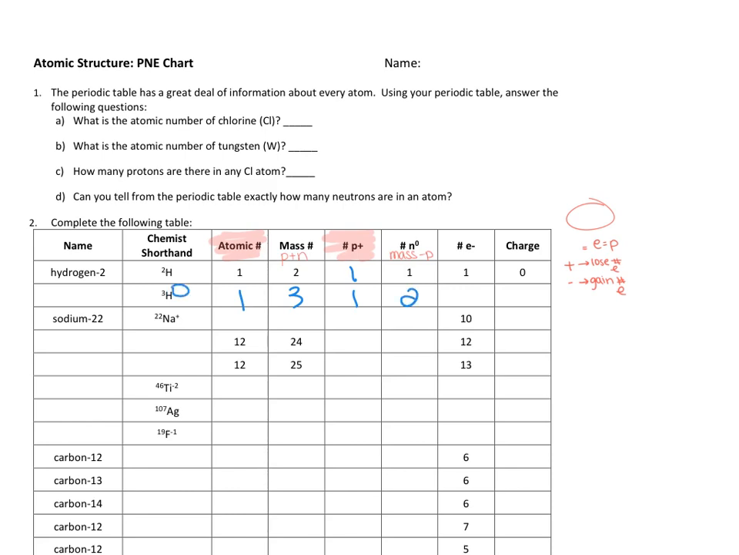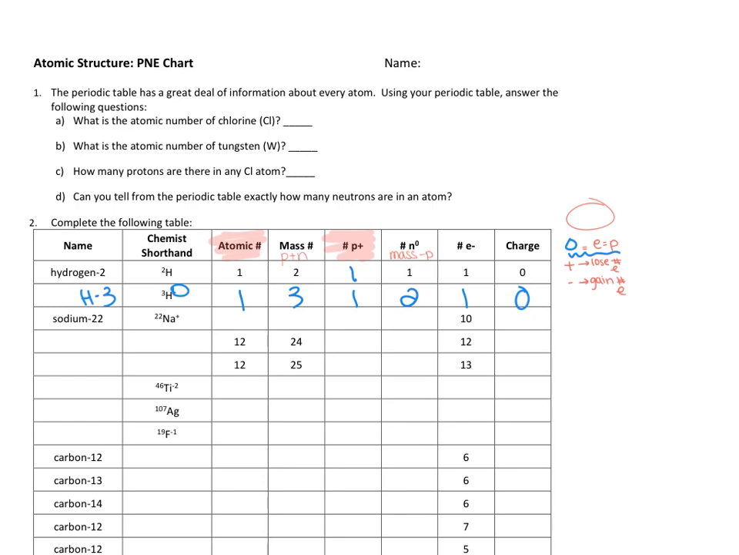Looking at my chemist shorthand, up top I do not see a positive or negative charge, so I know that it is neutral. And again, if it is equal to 0, you can see over here, that means that my number of electrons is equal to my number of protons. So I have 1 and 1. And then for my name, I'm just going to go H-3.